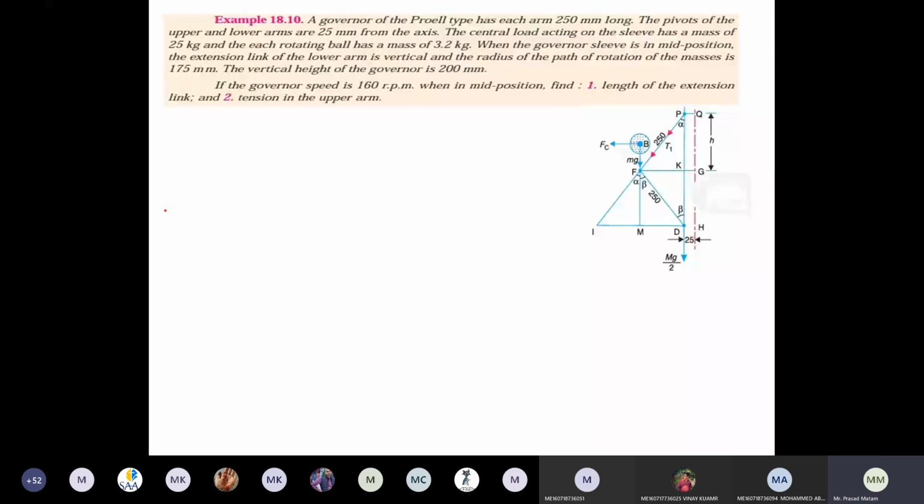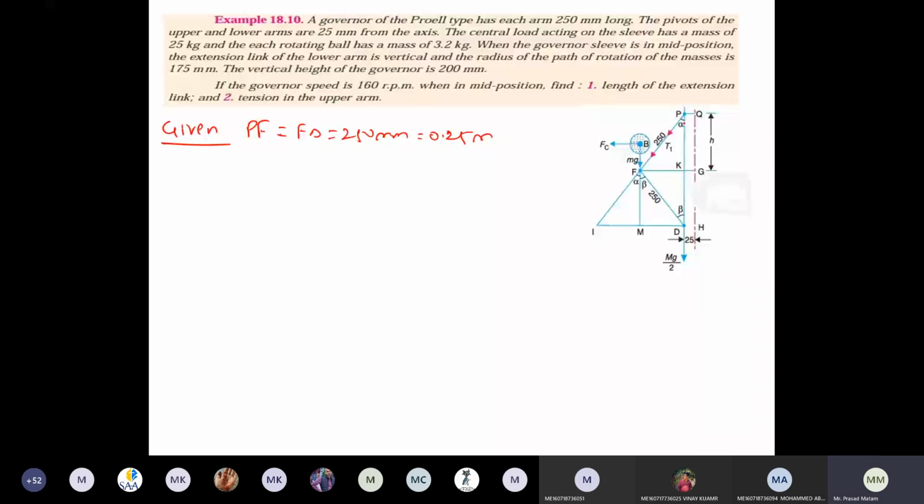Okay. Now let us try to solve this problem. What is upper arm length PF? Given, always write given data. So upper arm length PF, that is equals to FD, that is equals to 250 mm, or I can write it as 0.25 meter. Next, offset distance they have given.